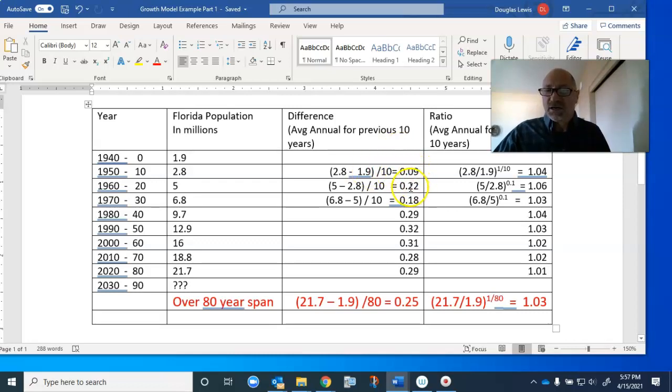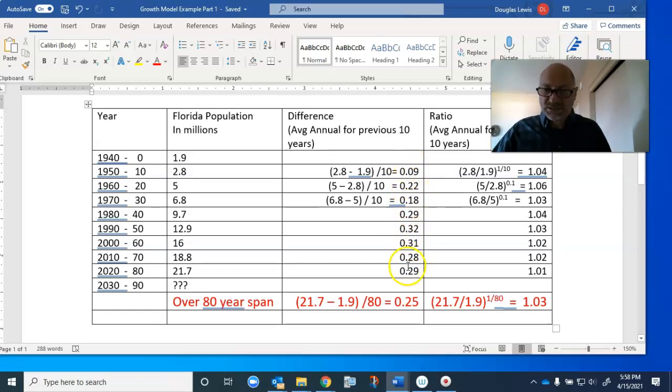This is 220,000 people per year, or 0.22 million, and 180,000 per year, or 0.18 million. So notice these are not very consistent. 0.09, 0.22, huge change there. 0.18, 0.29, look how they jump around. Then 0.32, it's getting a little smoother because remember that picture, it showed it was closer to linear just at the top end. So these are a little closer to linear.